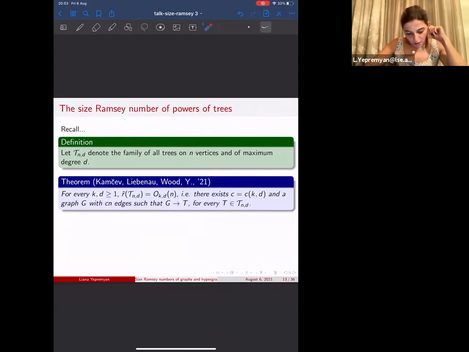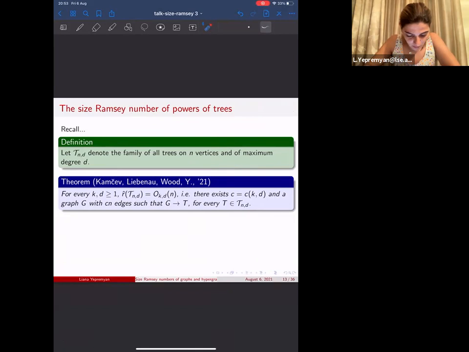Okay, so I started working on this problem with Nina Kamchev, Anita Libanau, and David Wood. I was visiting Monash University and University of Sydney. So we considered the problem of powers of trees.